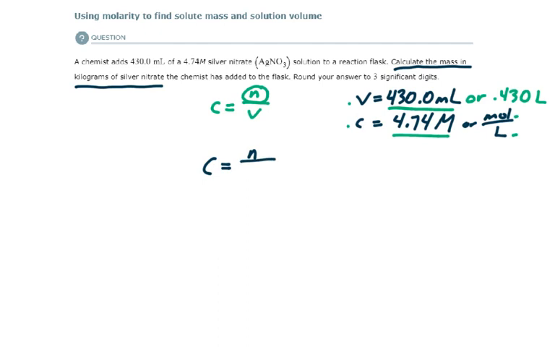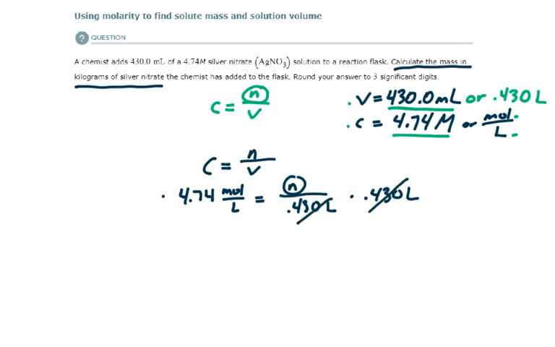Concentration is again equal to amount of solute per unit volume. Our concentration is 4.74 moles per liter, and that's equal to N, which we don't have, divided by the total volume of the solution, which we do have, which is 0.43 liters. So now let's just solve for N. What is N equal to? I multiply both sides by 0.430 liters. Cancels out here, and I multiply this side by the same thing.